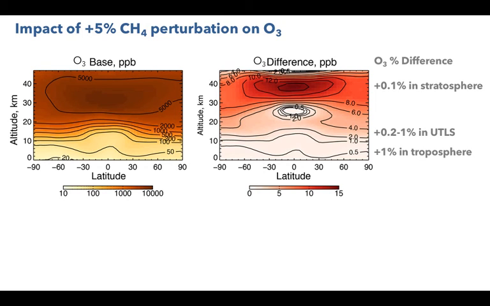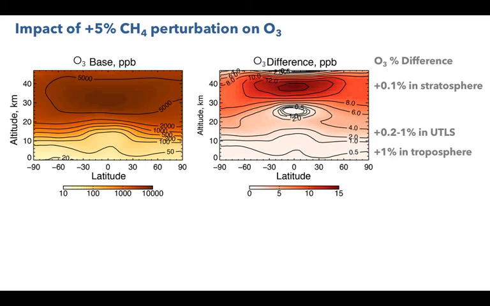So now let's look at what happens to a methane perturbation. Here is ozone in the model, ranging from under 100 parts per billion in the troposphere up to 5,000 in the stratosphere. When we add 5% methane throughout the domain, we have about a 1% increase in the troposphere, a little less than 1% in the upper troposphere, lower stratosphere, and about 0.1% in the stratosphere. So the message here is that methane emissions have a bigger impact on a ppb basis in the stratosphere than they do in the troposphere.